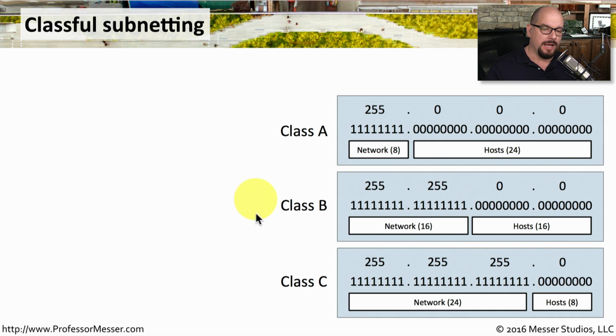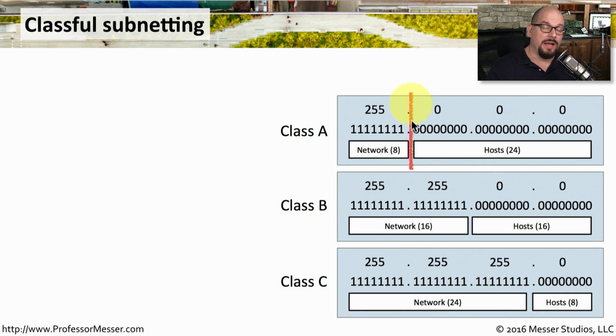A Class B subnet mask is 255.255.0.0, which means there are 16 bits available for the network and 16 bits available for the hosts. And a Class C subnet mask is 255.255.255.0, where there are 24 bits that are available for networks and 8 bits available for hosts.